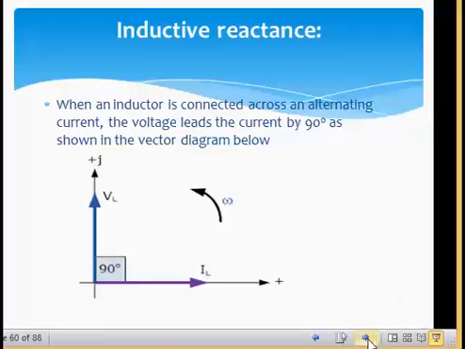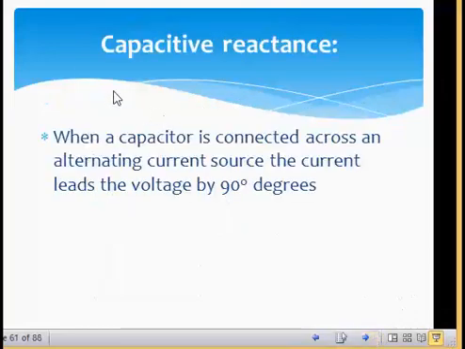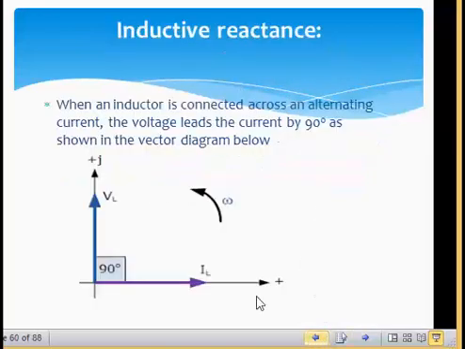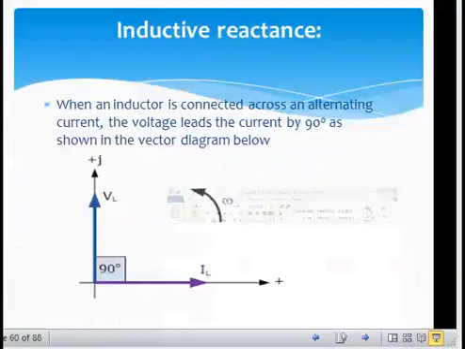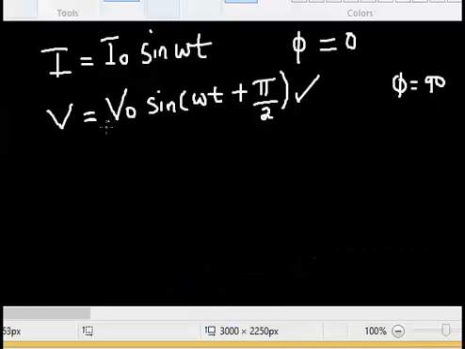So this is for an inductor. Now how do we calculate the inductive reactance? Remember, inductive reactance is the opposition to the flow. Before we go to capacitive reactance, what is the formula for inductive reactance? What I just gave here is just the equation, but what is the formula for inductive reactance?